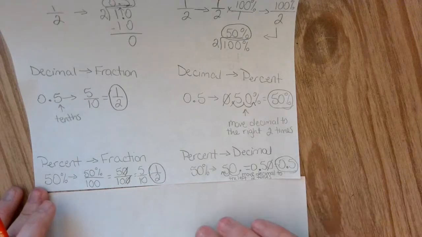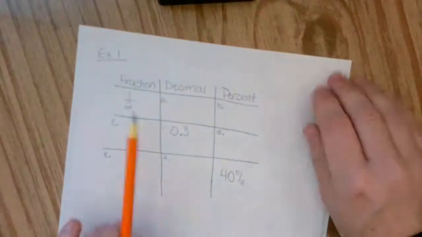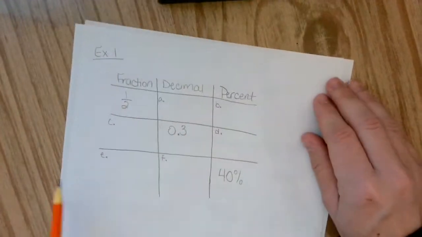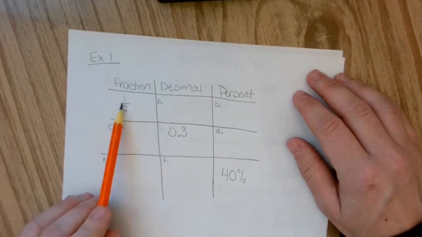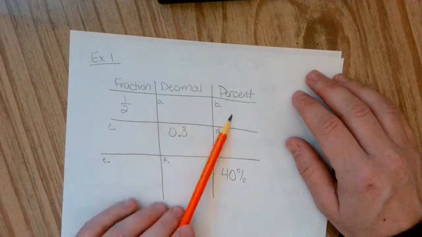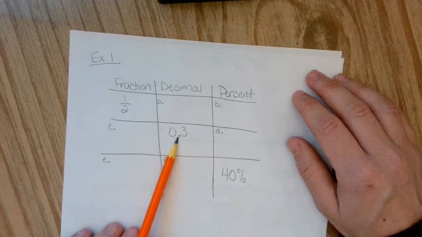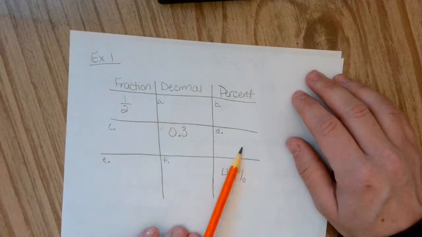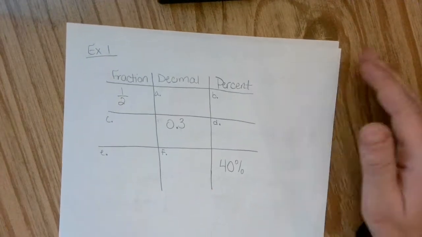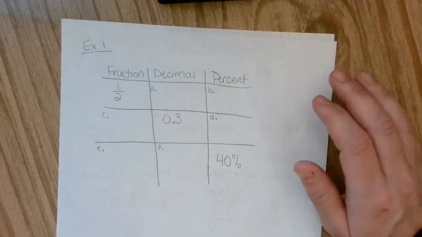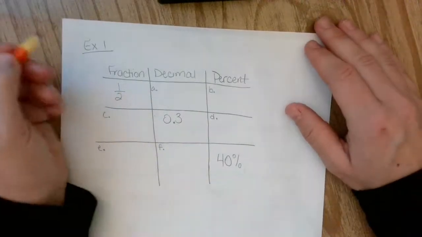So now that we've reviewed how to do these things, this is what your math homework is going to look like. So you're going to have a chart similar to this, and what it wants you to do is, if it gives you a fraction, it wants you to change it into a decimal and a percent. If it gives you a decimal, then it wants you to put it into a fraction and a percent. And if it gives you a percent, it wants you to change that into a fraction and a decimal. So let's just do this together, and then I will turn you loose to start on your homework.